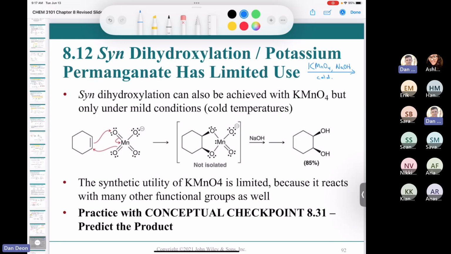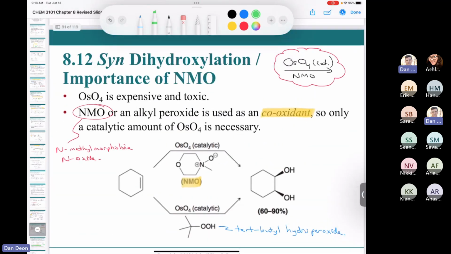The problem with this reaction is that KMnO4 is great in that it's not super toxic. It's really cheap, but the problem is that it reacts with many other functional groups as well. And so usually you wouldn't go to the cupboard and reach for the KMnO4 because it's just so dang reactive. So again, usually my students will pick osmium tetroxide, a catalytic amount, and NMO as their preferred method of syn dihydroxylation, and I don't take any exception to that one bit whatsoever.